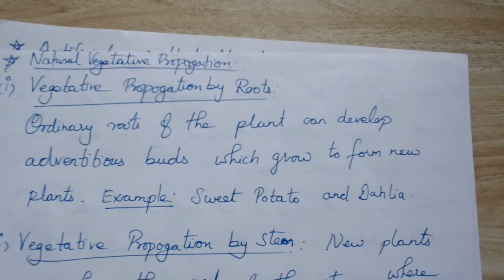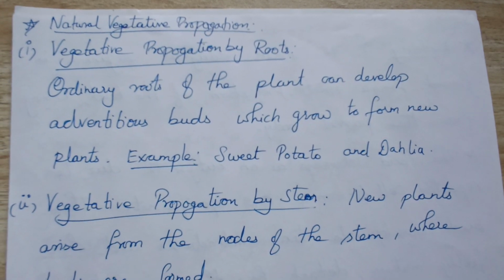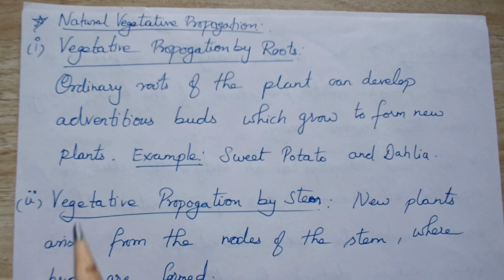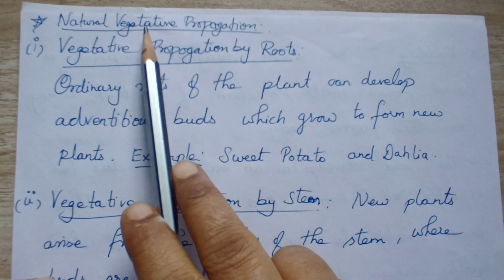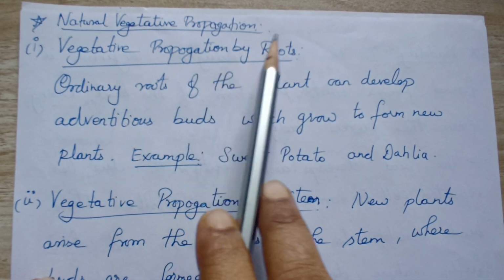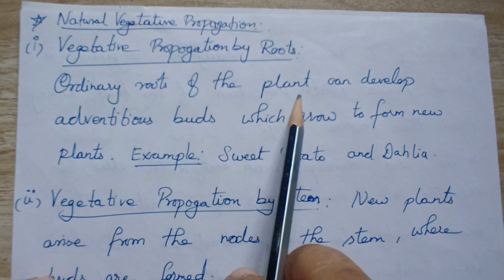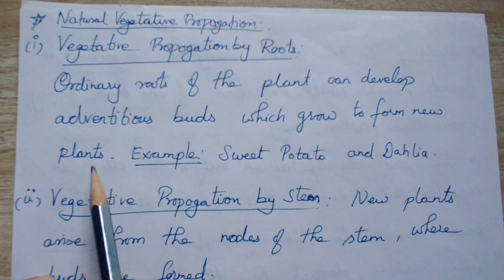So here we already discussed there are two types of vegetative propagation, that is natural vegetative propagation and artificial vegetative propagation, right? So here we are having the natural. Now we will discuss natural vegetative propagation. Vegetative propagation by roots. Ordinary roots of the plants can develop adventitious buds which grow to form new plants.